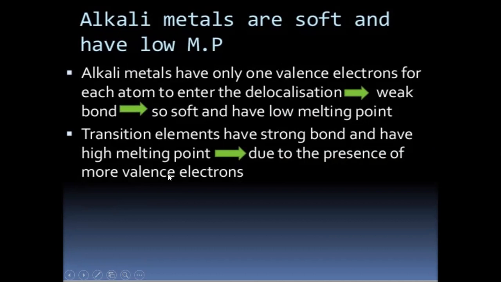You can explain the high melting point by the presence of more valence electrons. The bond is strong, so they have a high melting point. Why is the bond strong? Due to the presence of more valence electrons. Here the bond is soft, with a low melting point. What is the reason? Only one valence electron and a weak bond. This is a strong bond.